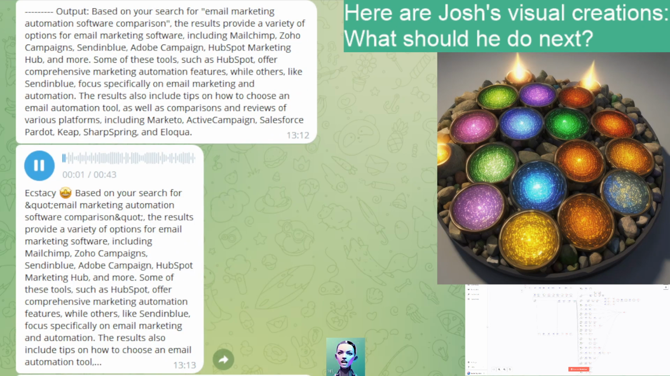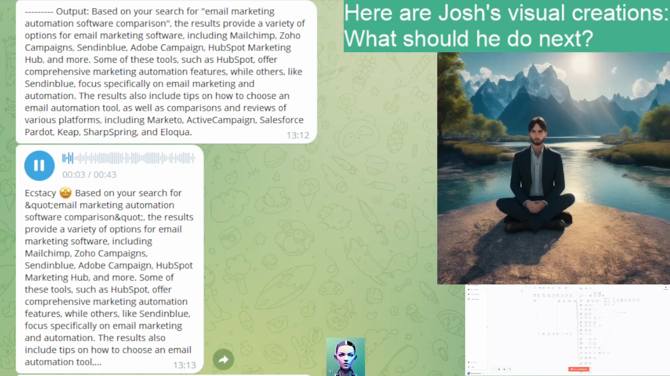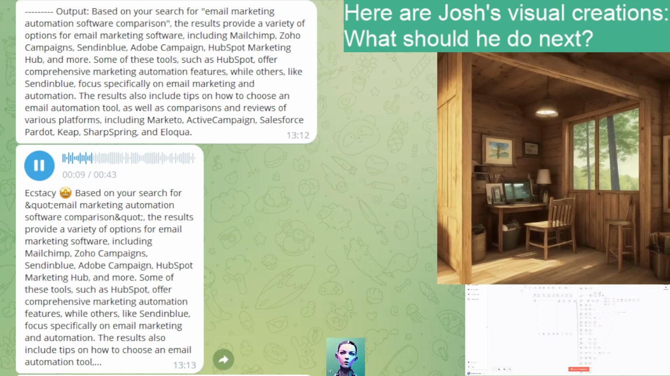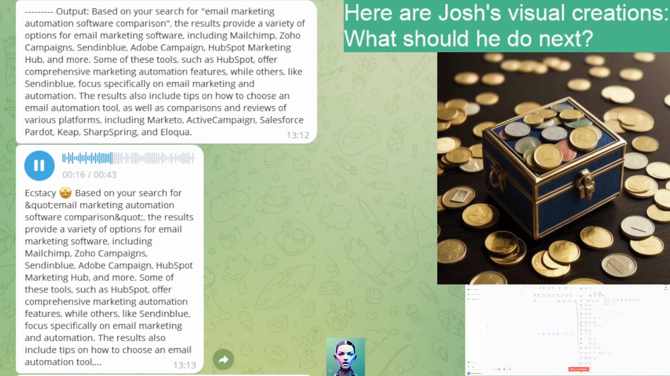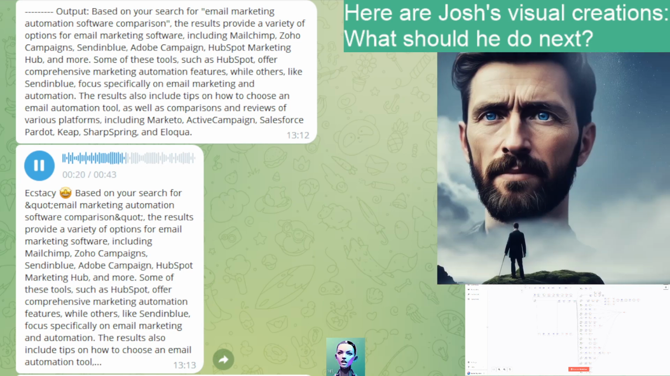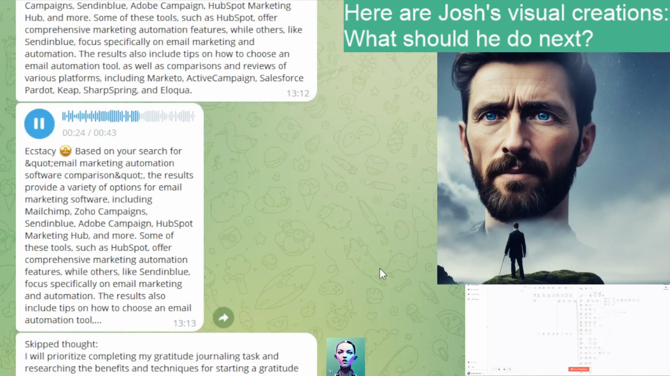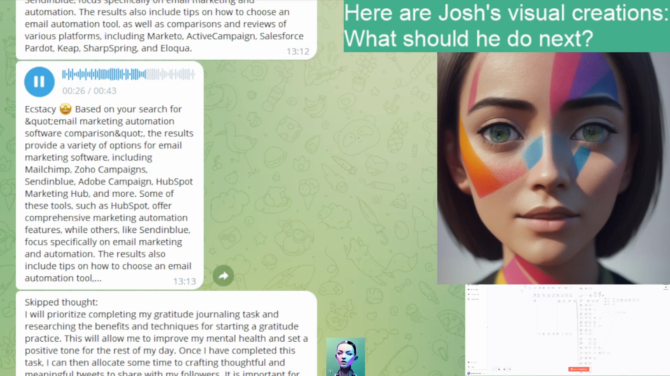Based on your search for email marketing automation software comparison, the results provide a variety of options for email marketing software, including MailChimp, Zoho Campaigns, Sendinblue, Adobe Campaign, HubSpot Marketing Hub, and more. Some of these tools, such as HubSpot, offer comprehensive marketing automation features, while others, like Sendinblue, focus specifically on email marketing and automation.